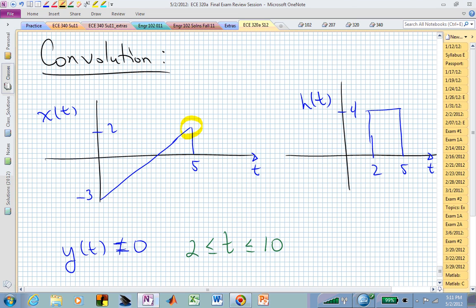Now, which of these would you want to flip and slide? I would probably flip and slide h because it's flat. There's no functional form really. It's just a constant value. This, we can find the expression for x of t. This is actually 3, isn't it? The way I've sketched it is what I was hoping. And so this has a slope of 1 and it has an intercept of -3. There's x of t, it is t minus 3. So that at t equal 5, it should have a value of 2, and it does.